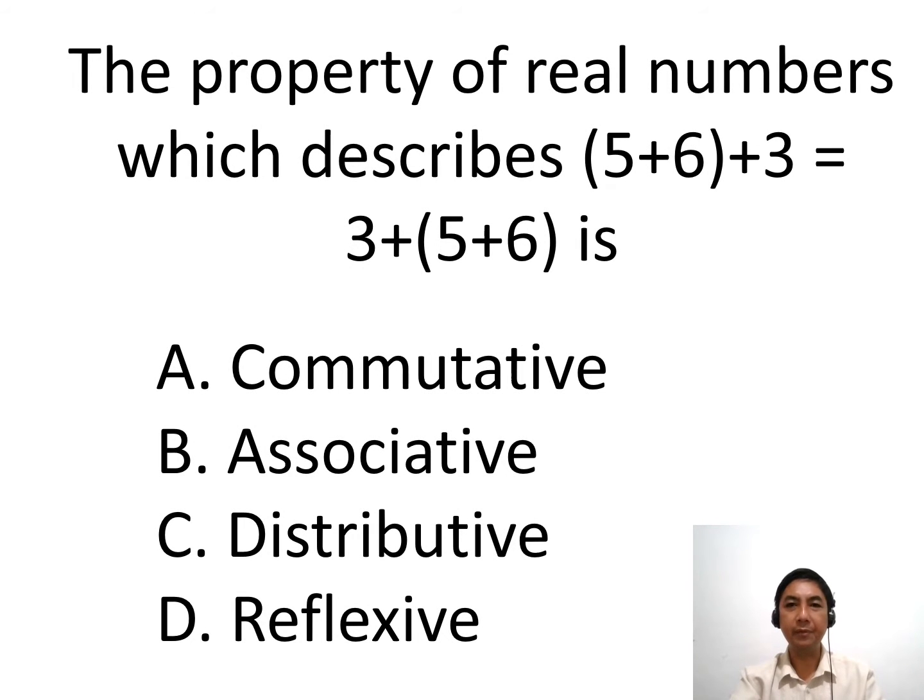The property of real numbers which describes (5 plus 6) plus 3 equals 3 plus (5 plus 6) is blank. A. Commutative, B. Associative, C. Distributive, and D. Reflexive. The correct answer is associative.